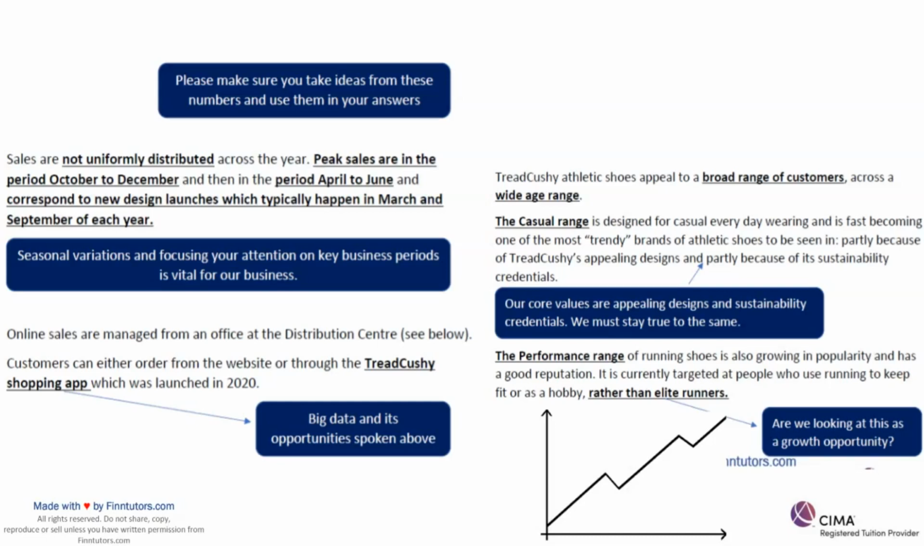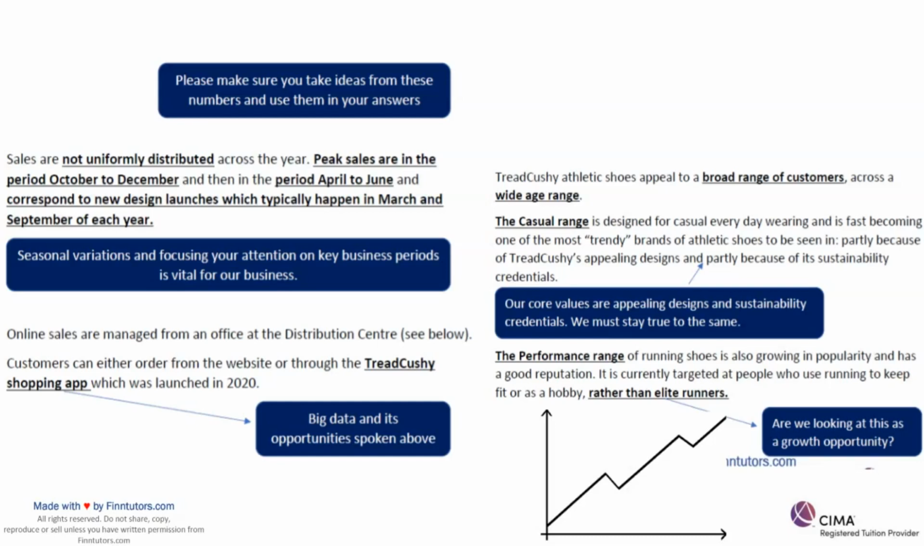Next, online sales are managed from an office at the distribution center. Customers can either order from the website or through the TreadCushy shopping app, which was launched in 2020. So, big data opportunities have been spoken about before. We have a shopping app, online website, lots of opportunities.